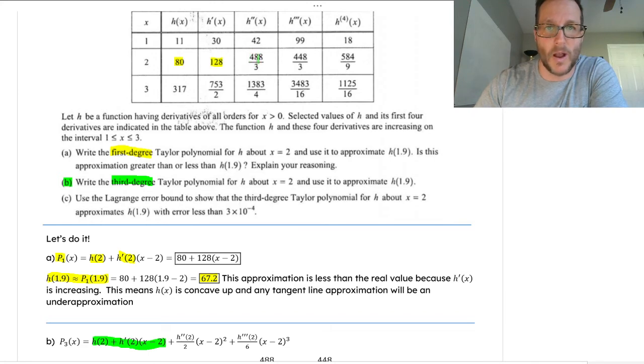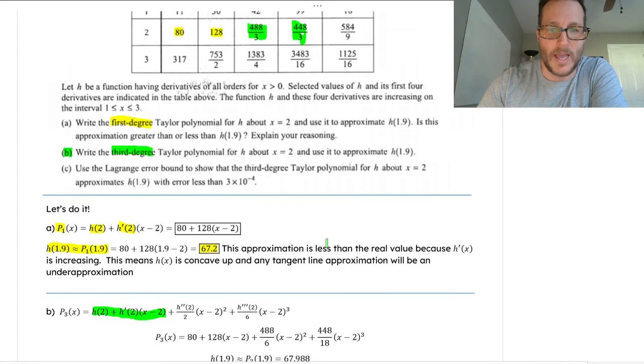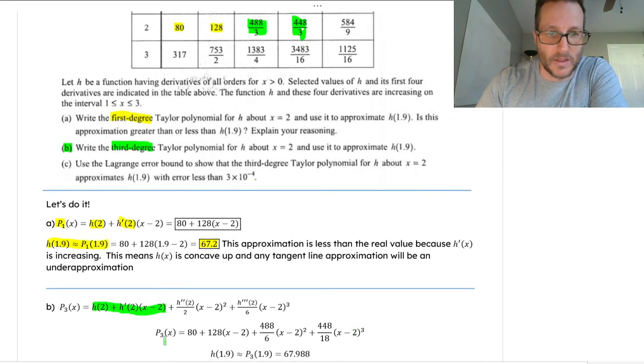So h double prime is here, h triple prime is here, and we just have to sub those values in the right spots and simplify accordingly. So there it is. There is the third degree Taylor polynomial, p sub 3 of x, this Taylor polynomial centered at 2. And then it says to use that polynomial to approximate h of 1.9.